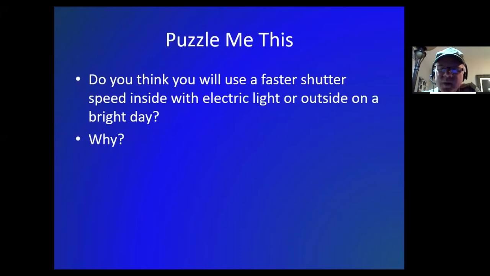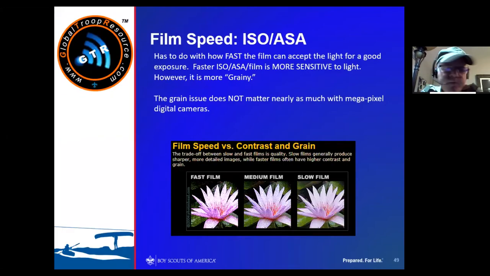So it looks nice and bright and sharp. Fantastic. Good answer. So let's talk about film ISO or ASA. Now, ISO means the International Standards Organization. The ISO and the ASA stand for how fast the film can accept the light for good exposure. All right, so faster ASA film is more sensitive to light.